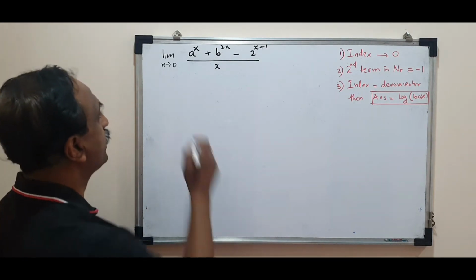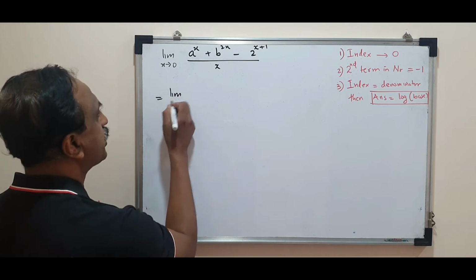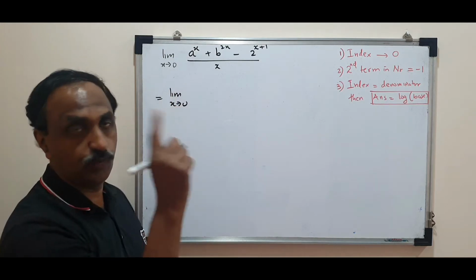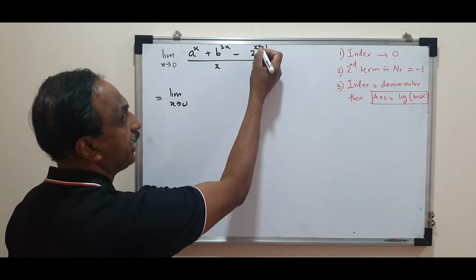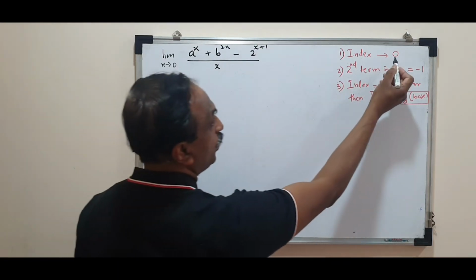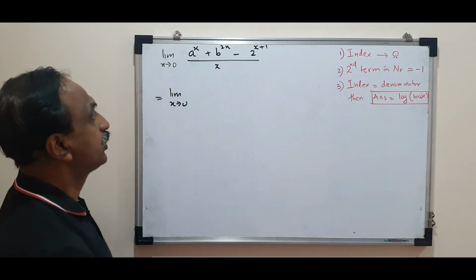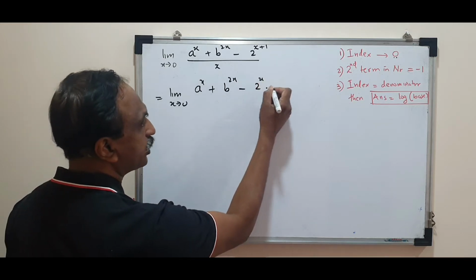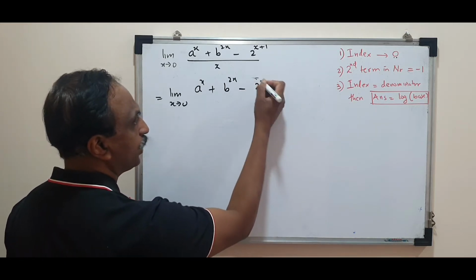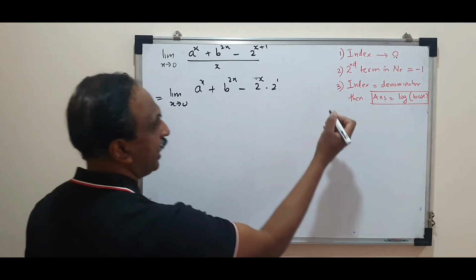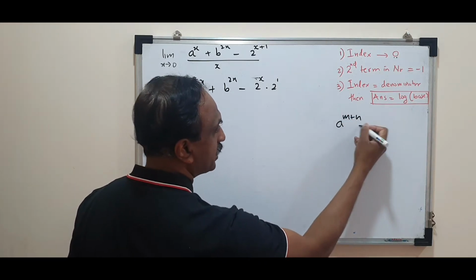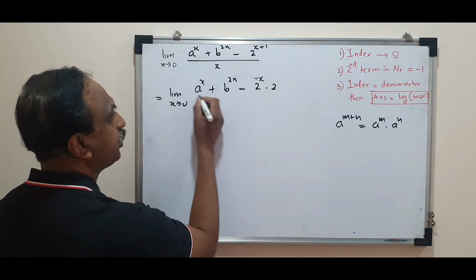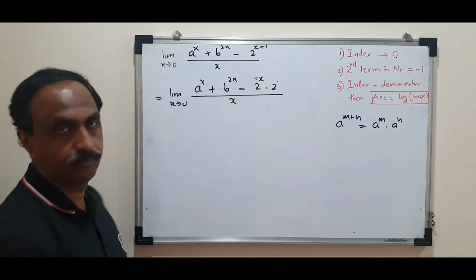So here what we'll do is, first of all, when I take x tending to 0, this is a raised to 0, 1, b raised to 0, 1. Here the power is not tending to 0, the index is not tending to 0. So I will first make the index tend to 0 by writing it as 2 raised to x into 2 raised to 1. A raised to m plus n is a raised to m into a raised to n. That's what I applied, and that became 2, and hence I can write this way.